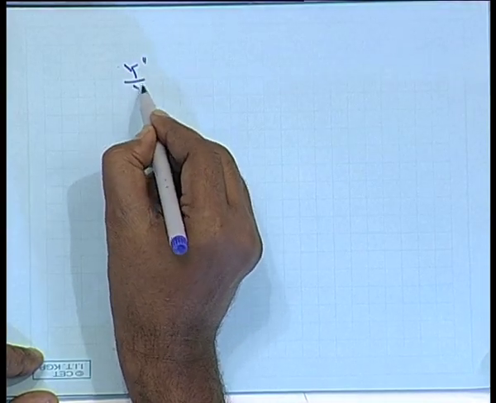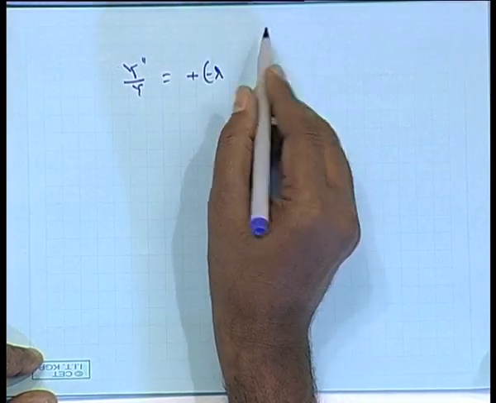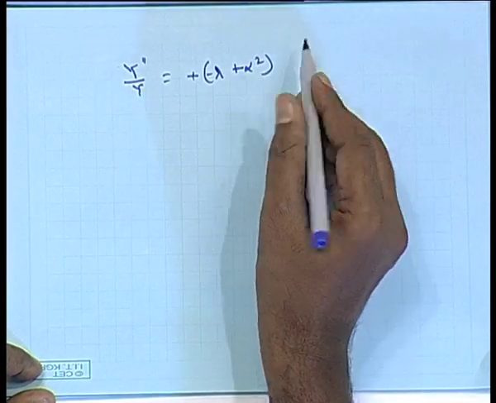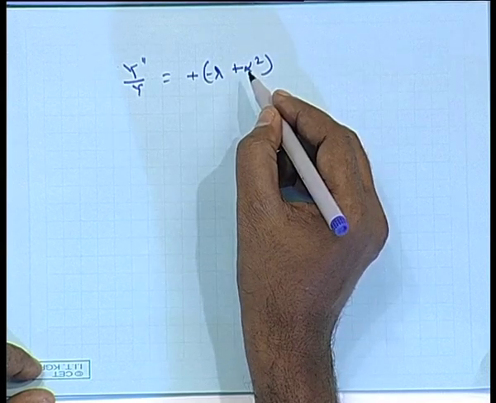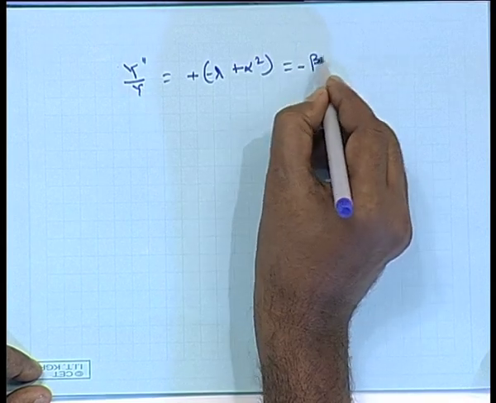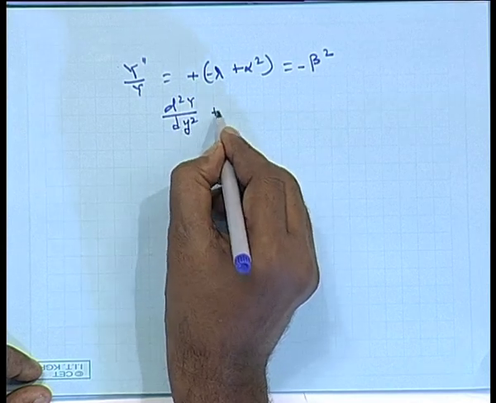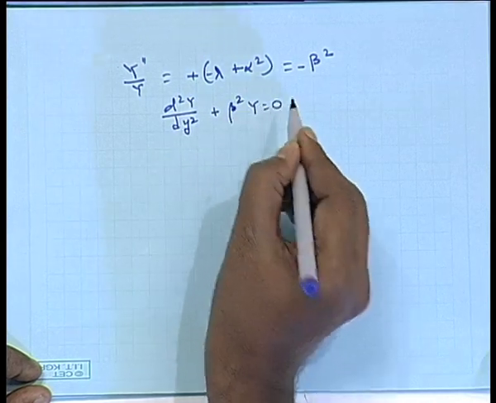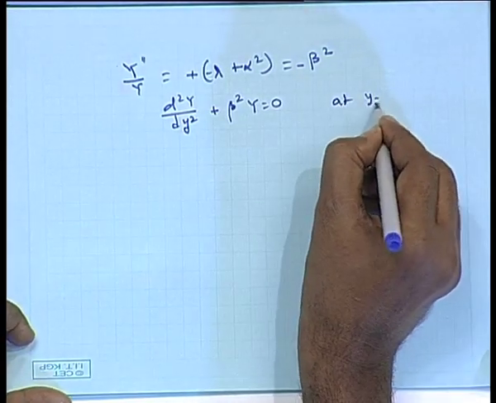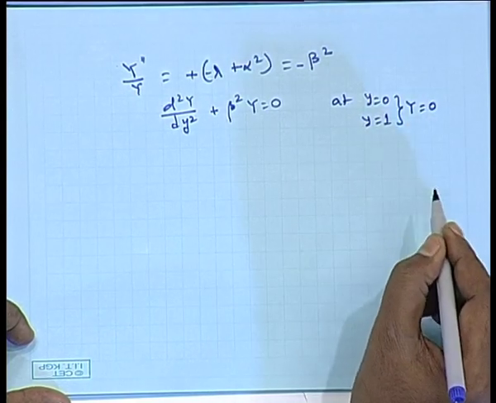Y double prime by y will be nothing but minus lambda plus alpha square. Again, it is a constant, and this constant has to be a negative constant, otherwise you will be getting a trivial solution. So, let us say this is minus beta square. So, d2y by dy square plus beta square y is equal to 0 is the governing equation for y, with the condition at y is equal to 0 and y equal to 1, your capital Y is equal to 0.